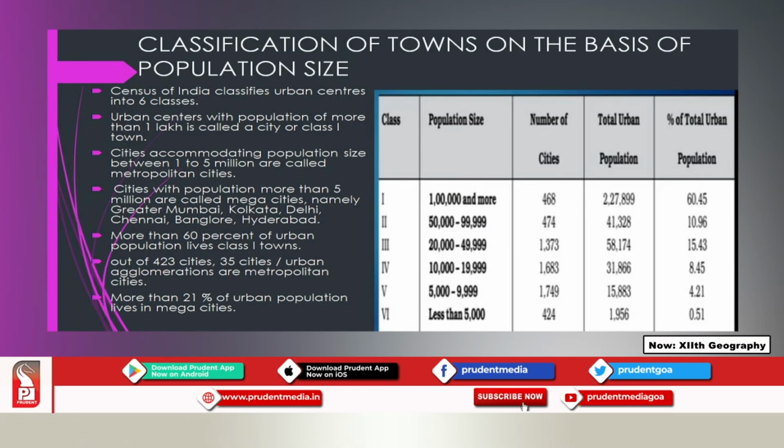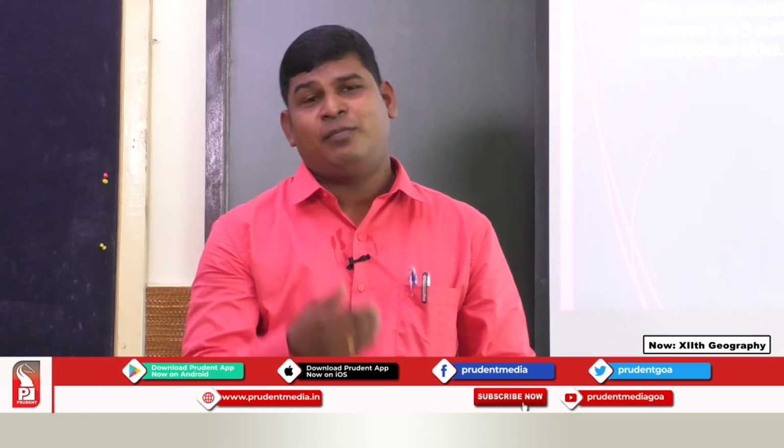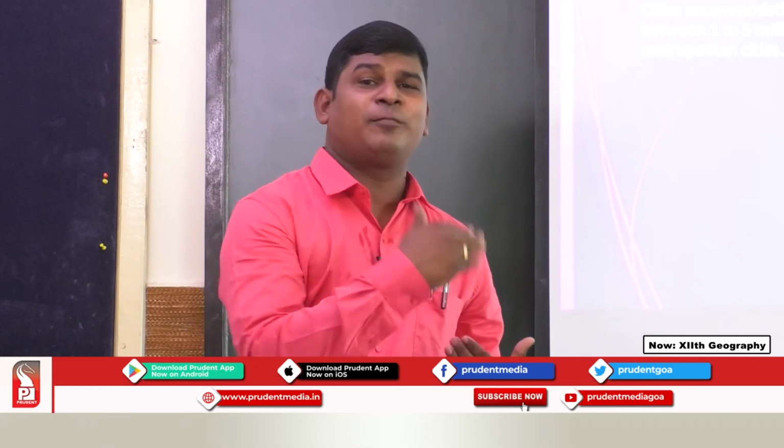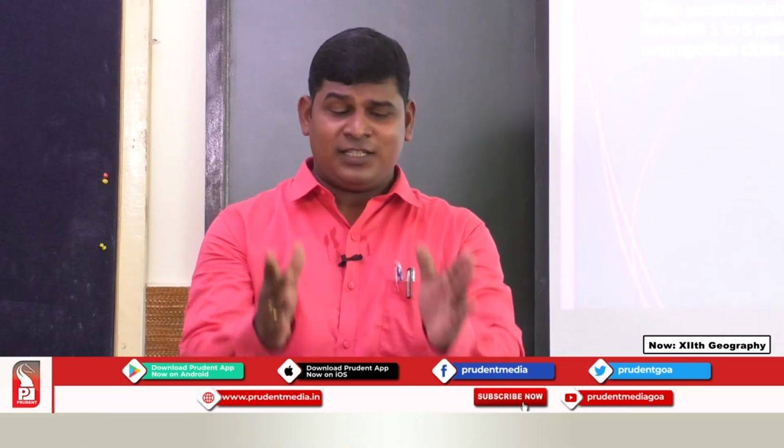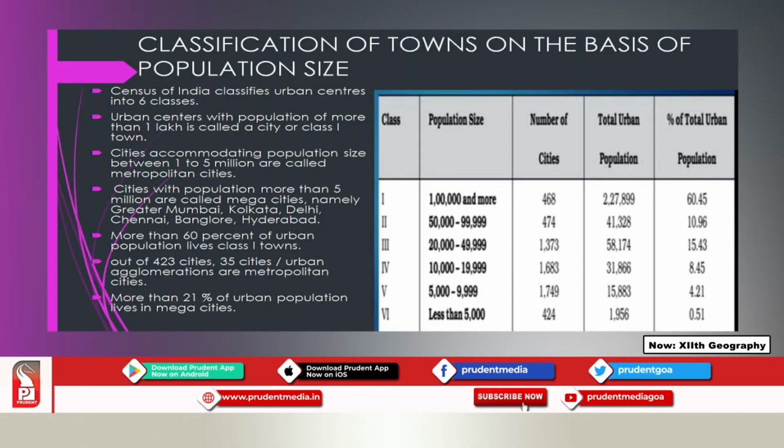Then we have what are called metropolitan cities. Now, which cities in India are called metropolitan cities? The cities whose population is between 1 to 5 million are called metropolitan cities. Altogether 35 cities are there. Maybe the number might have increased right now because the population in India is increasing. So, the cities whose population is between 1 to 5 million are called metropolitan cities.